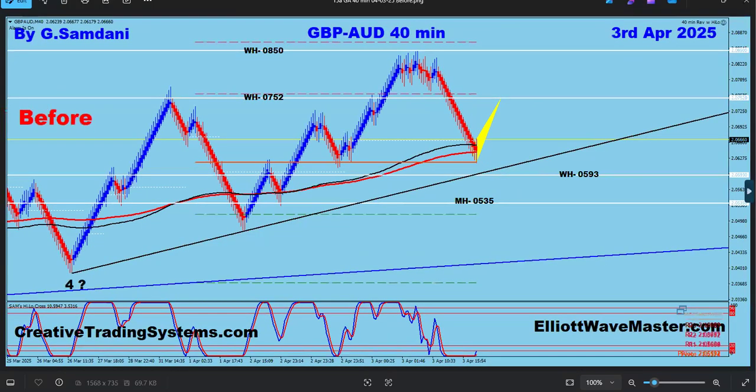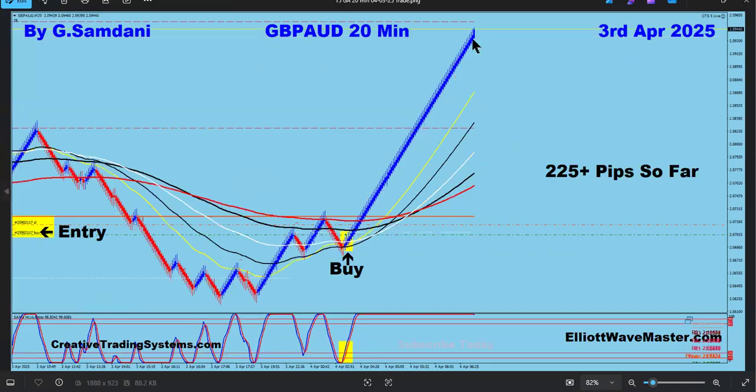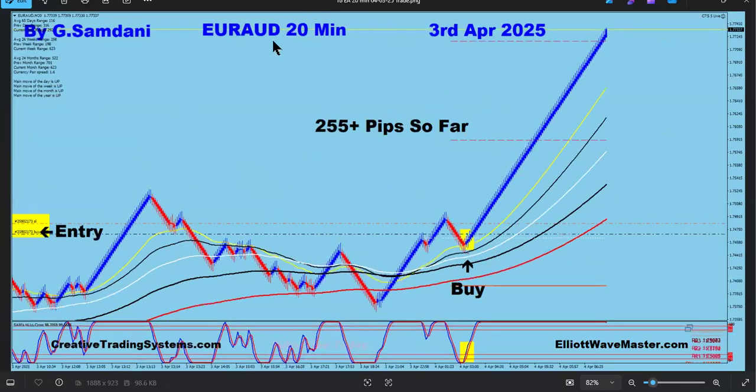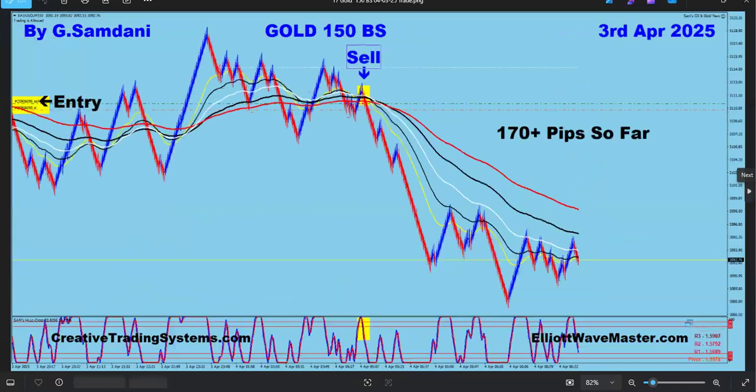This chart. All right. So Pound Aussie 40-minute was supposed to be going to the upside, and it started to go and gave me this 225 pip. Similarly, this Euro Aussie 255 pip right from here straight up. I don't know what the heck happened, but tariff things, right? And this was gold going down again, 150 pip.